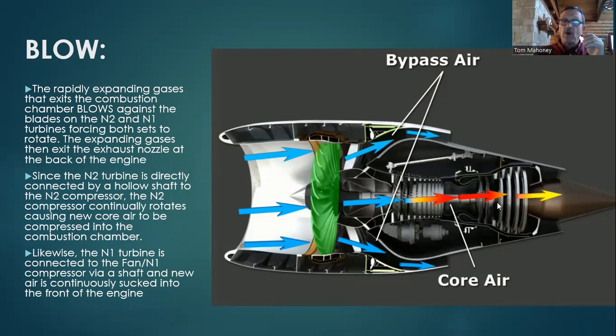Now, since the N1 is connected by a shaft to the fan, likewise, the N2 turbine is connected to the N2 compressor by a shaft. So if the N2 turbine is starting to rotate, it will continue to rotate the N2 compressor. As the air passes over the N1 turbines, it will rotate and in turn rotate the fan. And once you get that happening, it's pretty easy to keep an engine running.